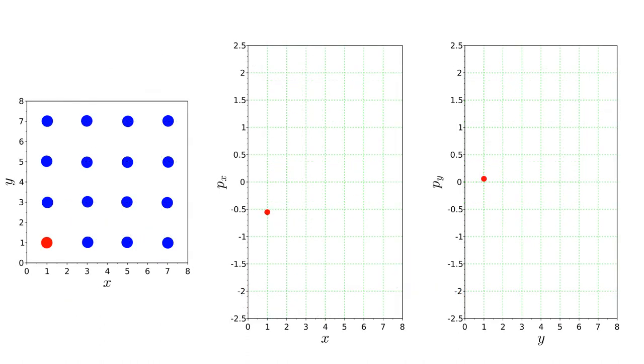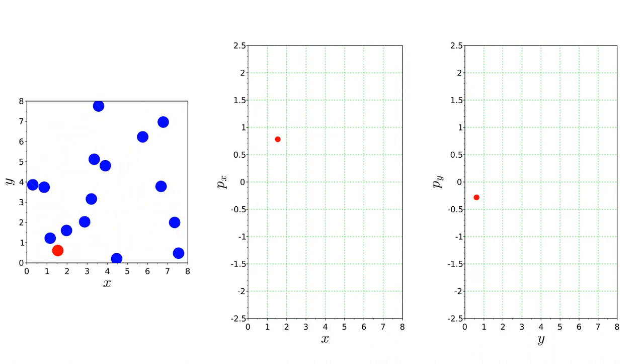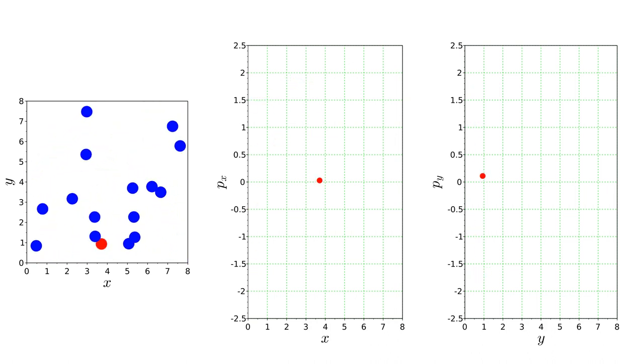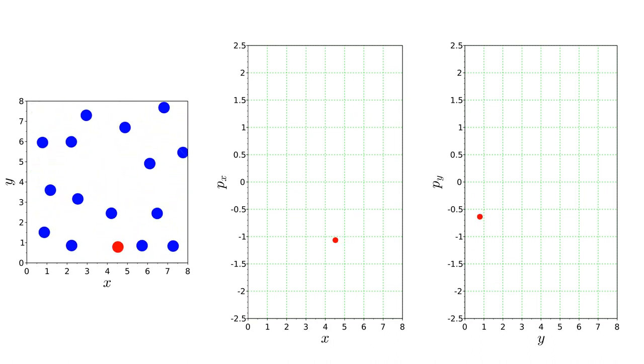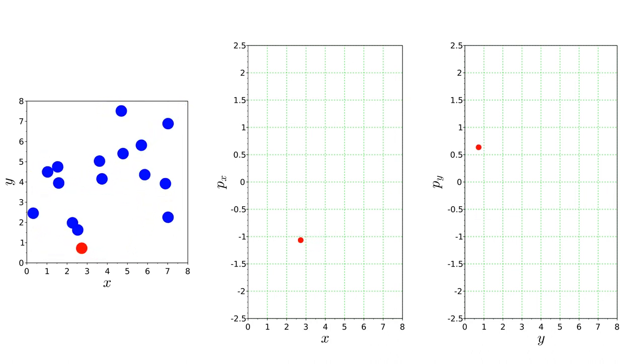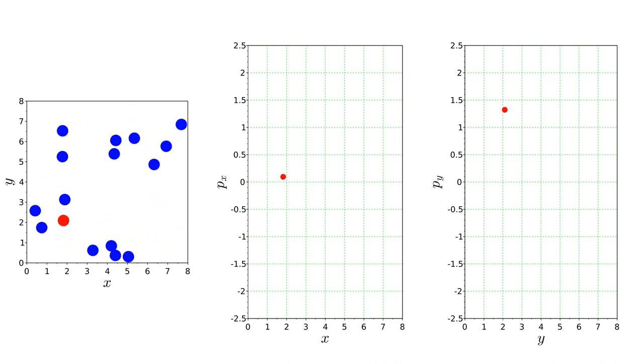Let's look at a two-dimensional simulation of 16 balls in a box. Initially, they are uniformly spread out and have random velocities. One of the balls is colored red, and its position in phase space is shown in the middle and right panels. When the red ball suffers a collision, one or both of its momentum values suddenly change. In between collisions, the phase space points drift to the right or left, depending on the corresponding momentum value.